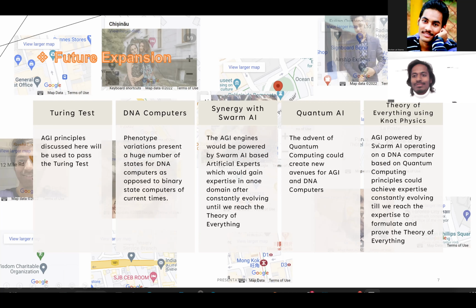Okay. Understood. And what about theory of everything using knot physics? With knot physics, you're able to understand and grasp what is happening.